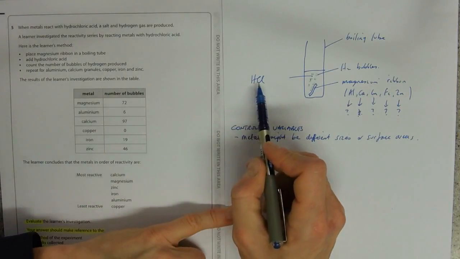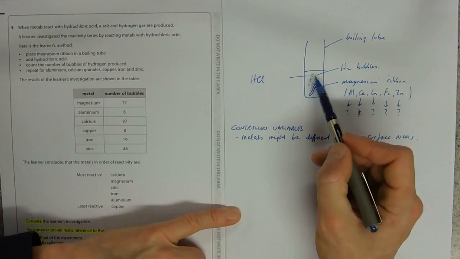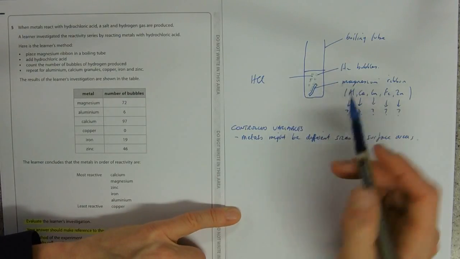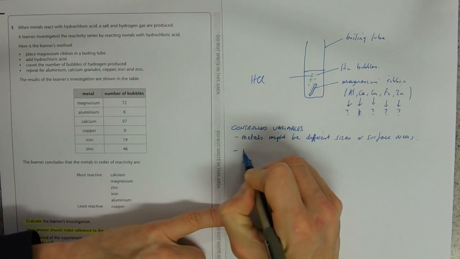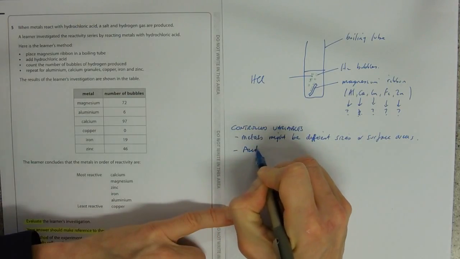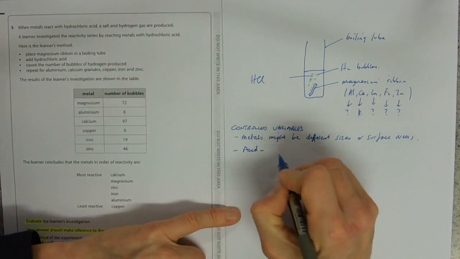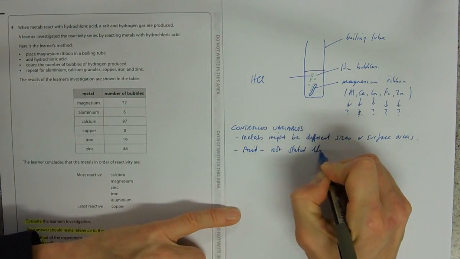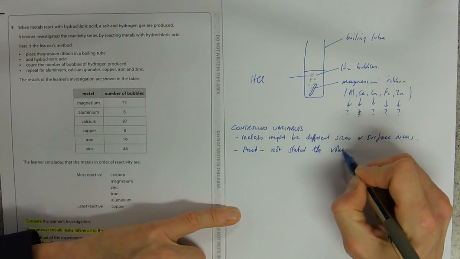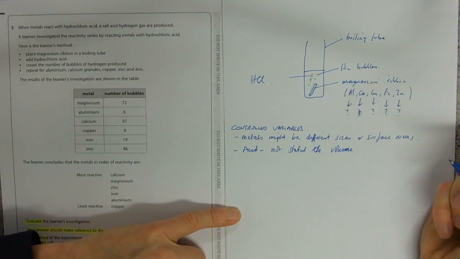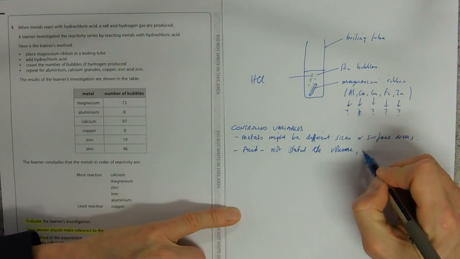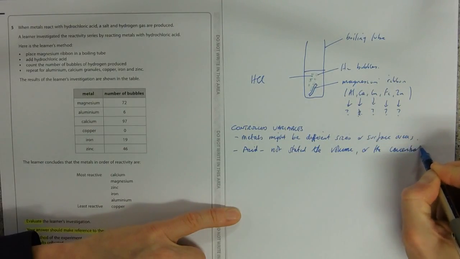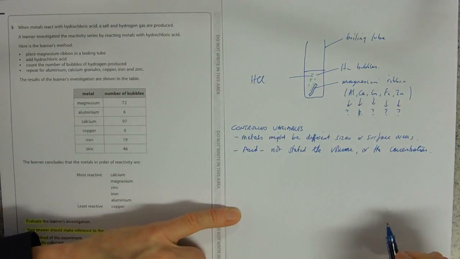And indeed with our acid here, well, how much acid are we adding? And do we add the same for each one? It doesn't say. So for the acid, we've not stated the volume or the concentration. So that's a problem.